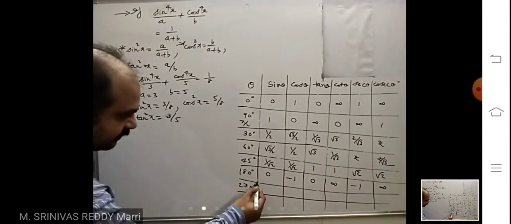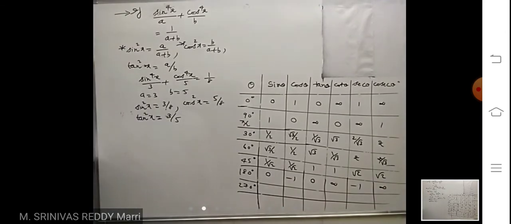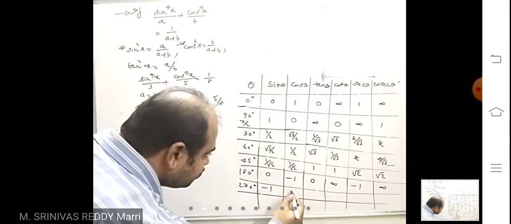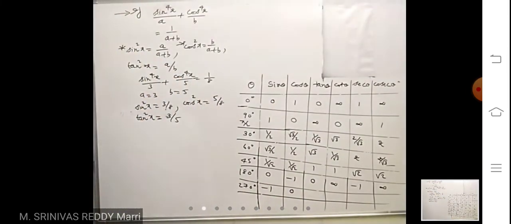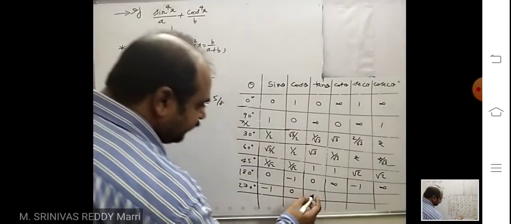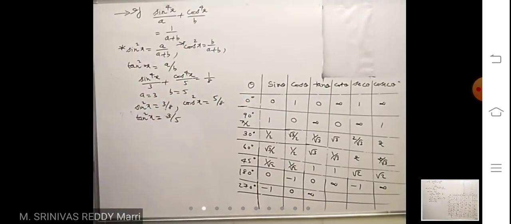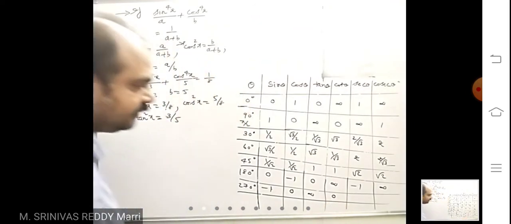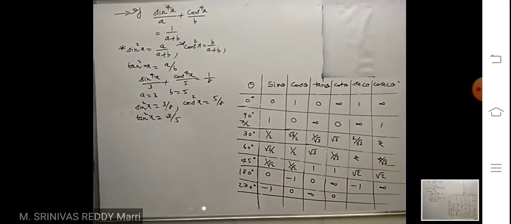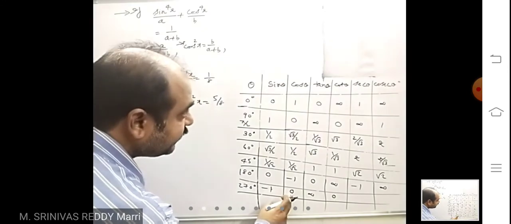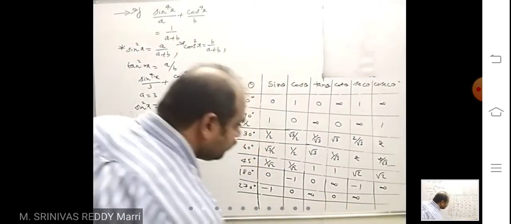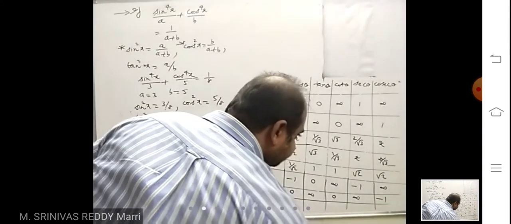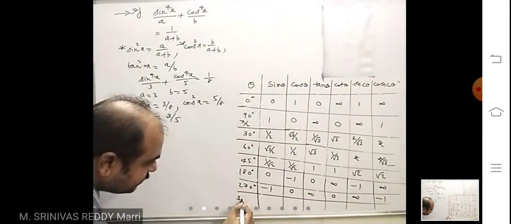Always you will get these values. 270 degree. Sine 270 degrees is -1. Cos 270 degrees is 0. Look at tan, if you write sine by cos, infinity. Right? Cot, if you write 0 divided by -1, 0. So then secant, if you write 1 divided by cos, infinity. Right? So cosecant, if you write 1 divided by -1 is what? -1. Then 360 degree.